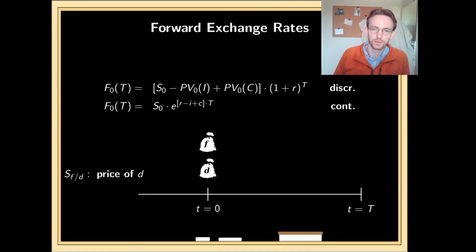Hey guys, in this video we'll be learning all there is to know about forward contracts involving exchange rates between two currencies. So in the previous video we looked at how to set the forward price of a forward contract. In the case where we are compounding discretely, the seller of the asset may have some income which should be deducted from the forward price.